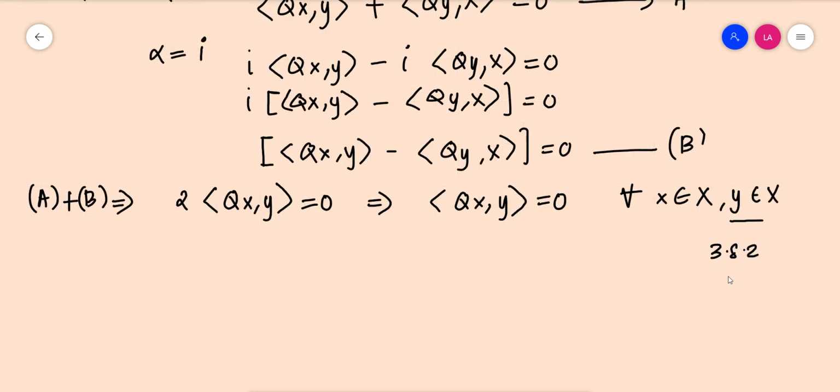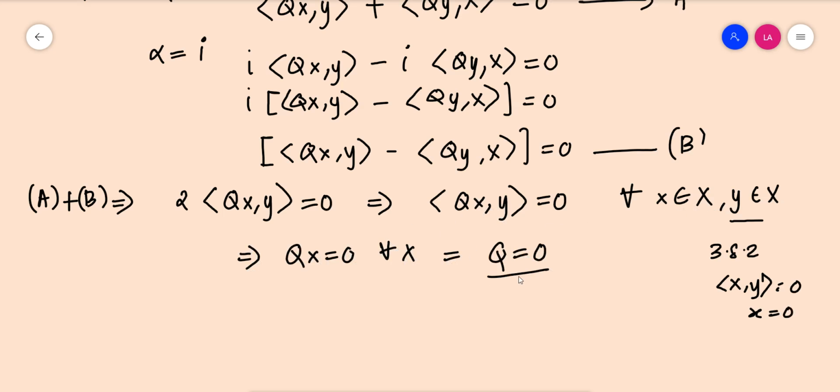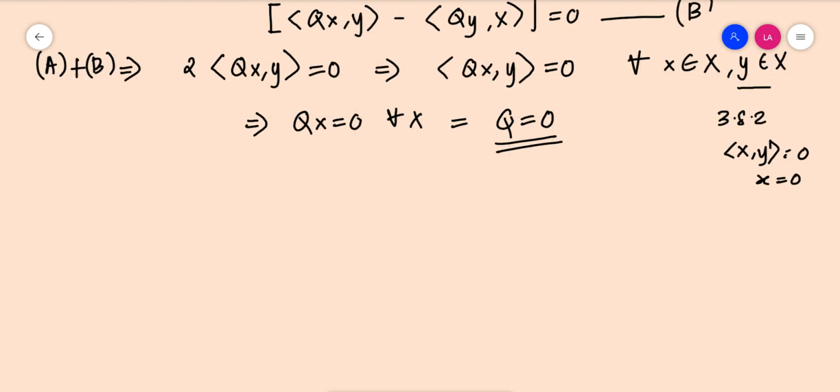Then again applying the theorem 3.8.2 lemma, inner product ⟨x, y⟩ equal to 0 for all y implies x is equal to 0. So inner product ⟨Qx, y⟩ is equal to 0 for all y implies Qx is equal to 0 for all x. This is true for all x and all y, which implies Q is identically equal to 0, which is what we need to establish. So in the case of a complex space, inner product ⟨Qx, x⟩ equal to 0 implies that Q is equal to 0.